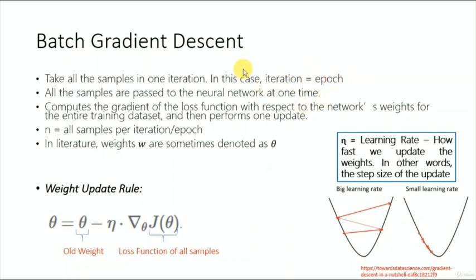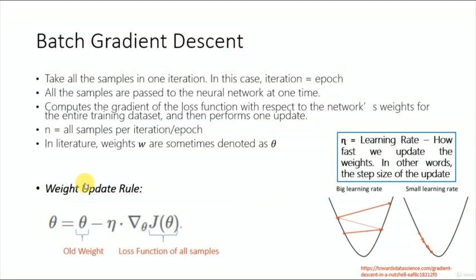This is not true for stochastic gradient descent and mini batch gradient descent, as we're going to see later on. There, an iteration does not equal an epoch, because we're not taking all of our samples at one time and passing them. But in batch gradient descent, we take all of our samples at one time and pass them through the network, calculate the loss, and then perform the weight update.